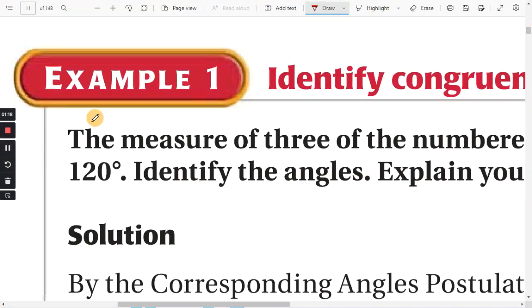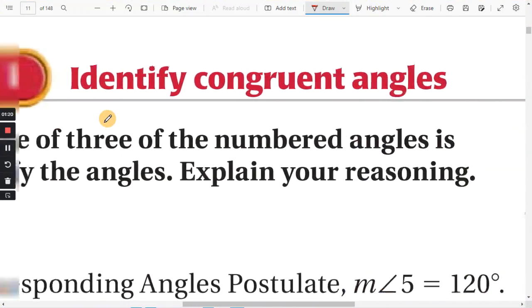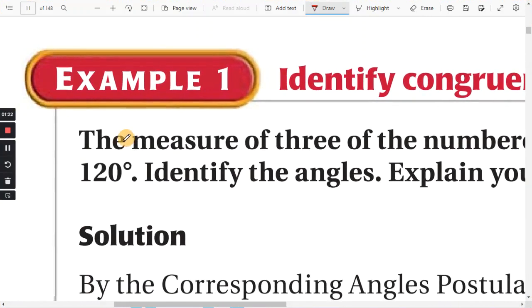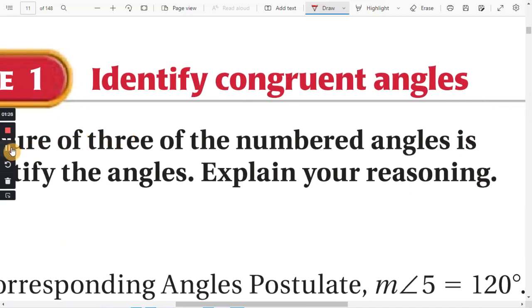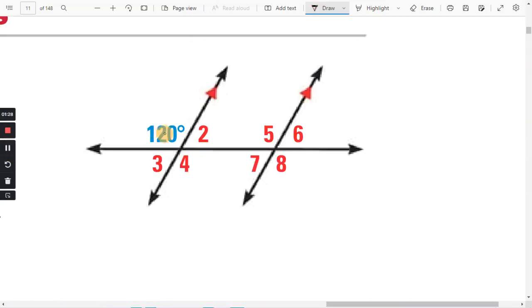Okay, example 1, the measure of 3 of the numbered angles is 120 degrees. Identify the angles, explain your reasoning. Let's take a look. All right, so this angle right here is 120 degrees. Please see if you can tell me the other 3 angles that equal 120 and why that is true. I'll give you a hint. Use corresponding and vertical angles, please.